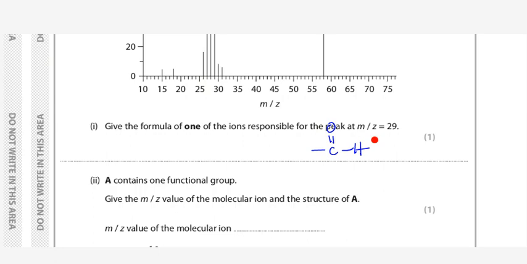Let's see. 12 is carbon, 1 is hydrogen, and 16 is oxygen. It can be 29. This is one possibility, right? Or you can also write CH3CH2. That's a well-known group for 29, right? CH3CH2. There are 2 possibilities here, right? We have to write both. We can't just write one. This or that, it can be.